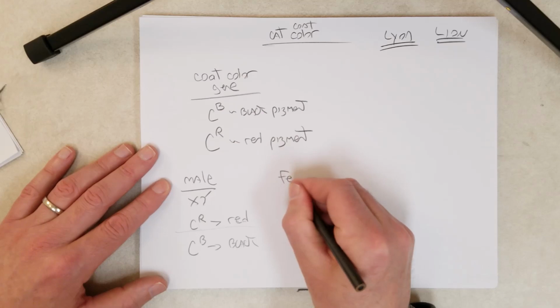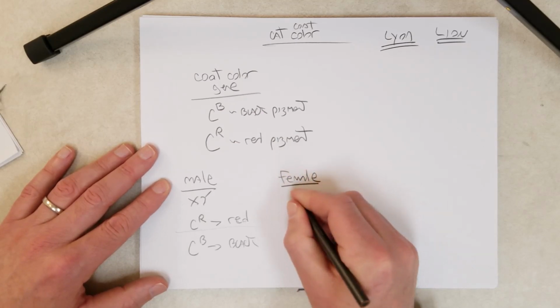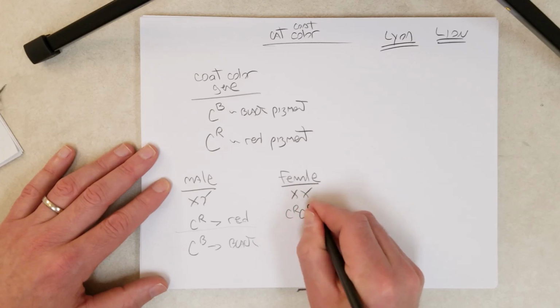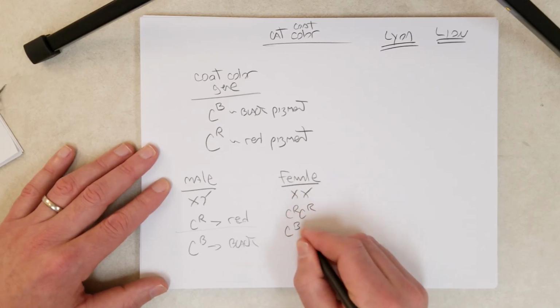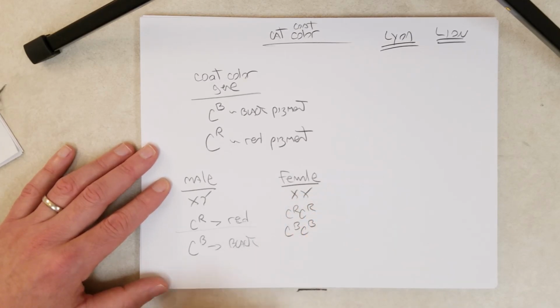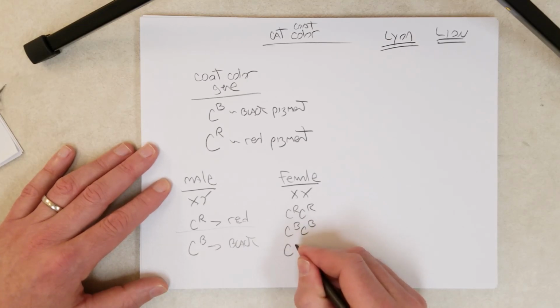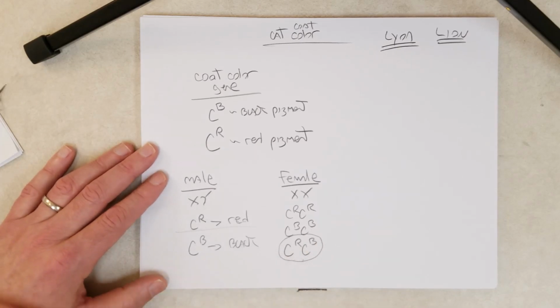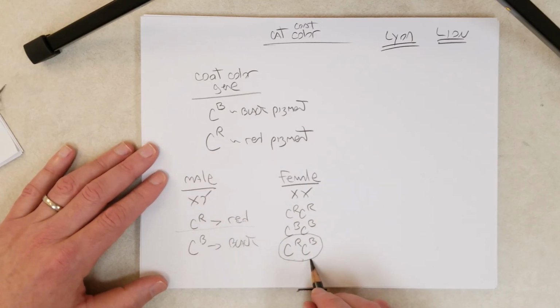Now females, typical females, with 2 X chromosomes, can be red, can be black, or they can be this sort of heterozygote right here. So homozygous for red, homozygous for black, or heterozygous for this genotype right here. So what is this? Is this cat going to be red, or black, or is it going to be a mixture?